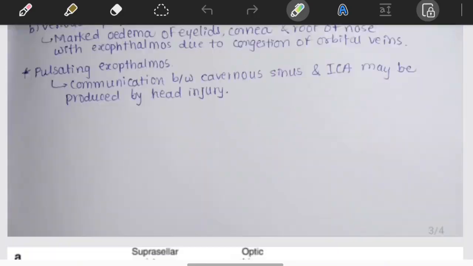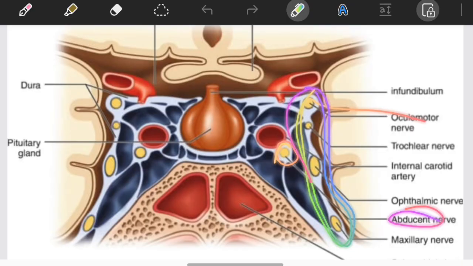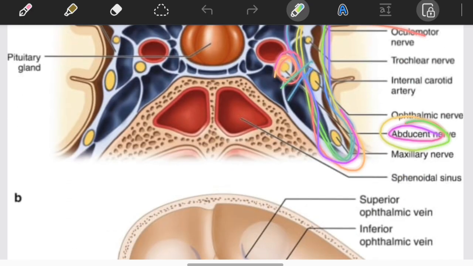Here is the final diagram for you. This is the pituitary gland. These are the internal carotid arteries. These are the nerves in the lateral wall. The abducent nerve is in the middle. These nerves are supported by the lateral wall, but the abducent nerve is the first affected by cavernous sinus thrombosis.